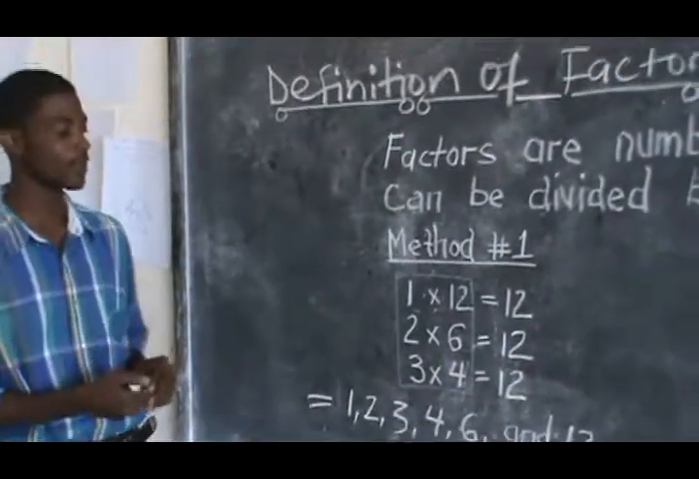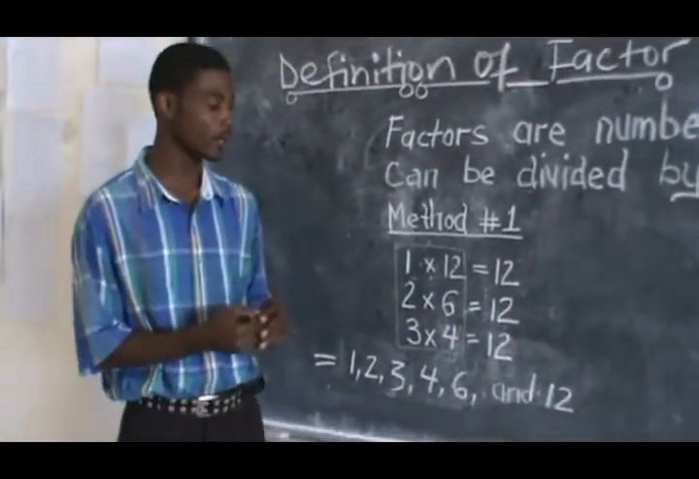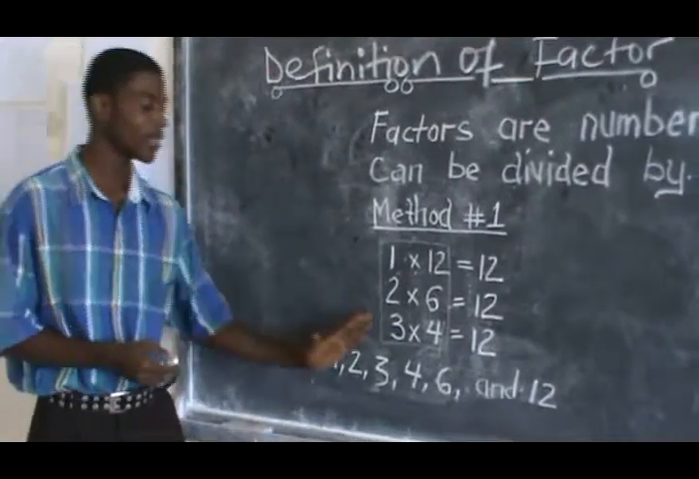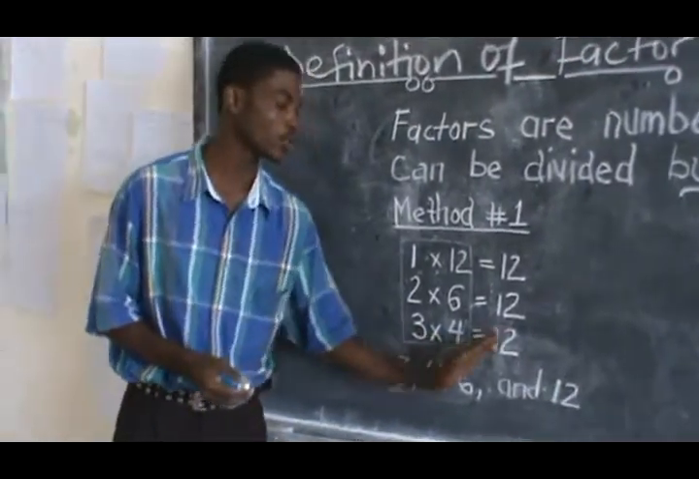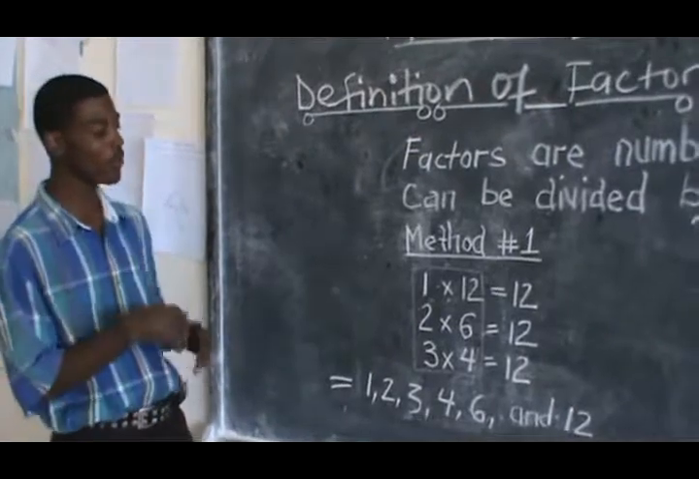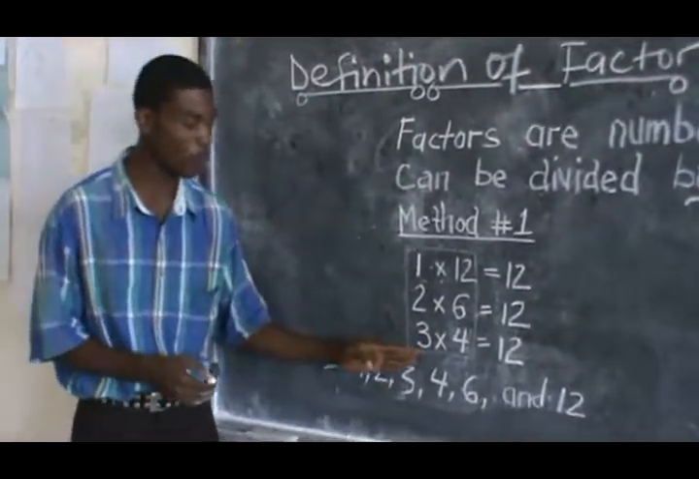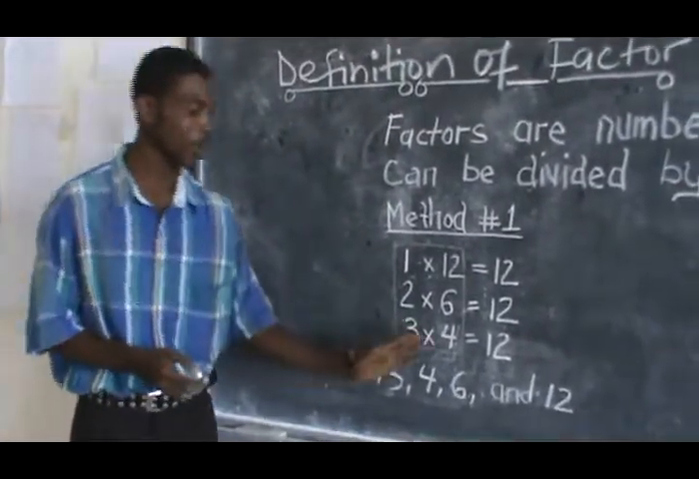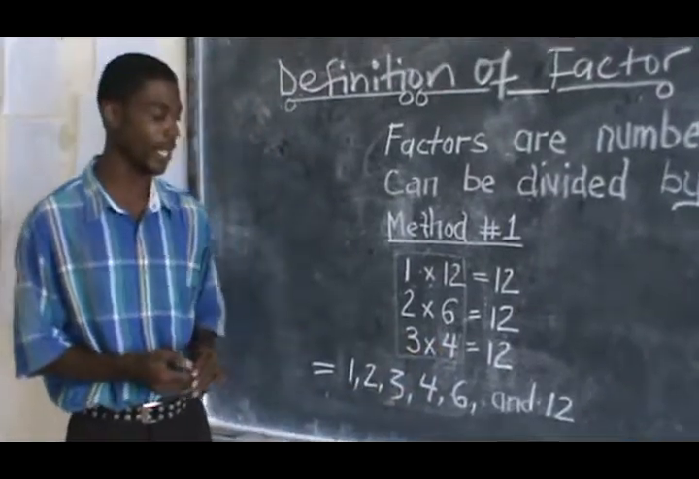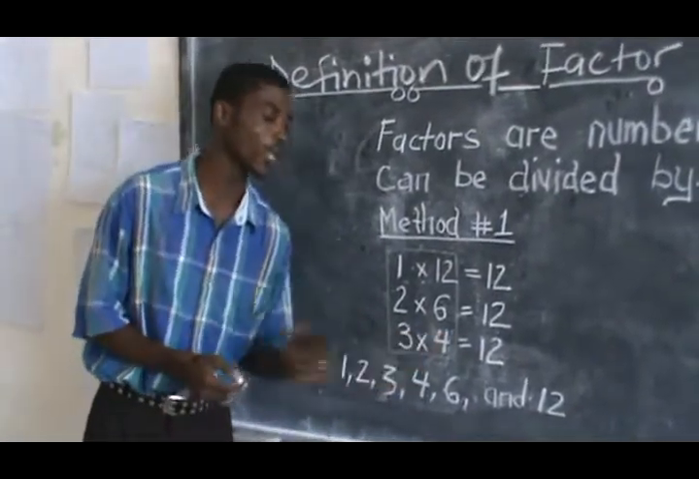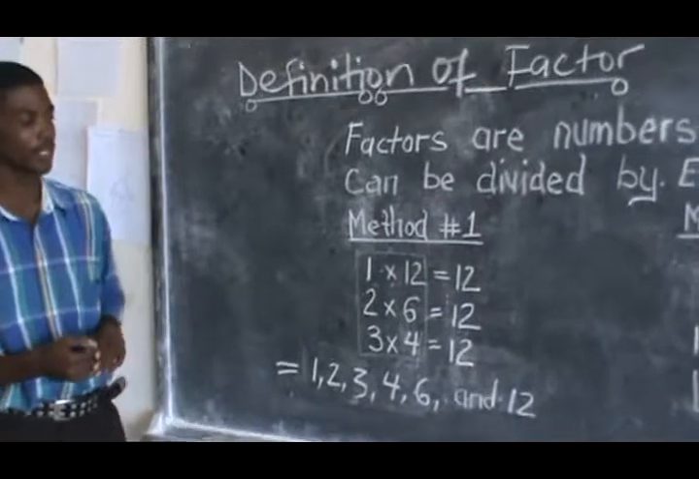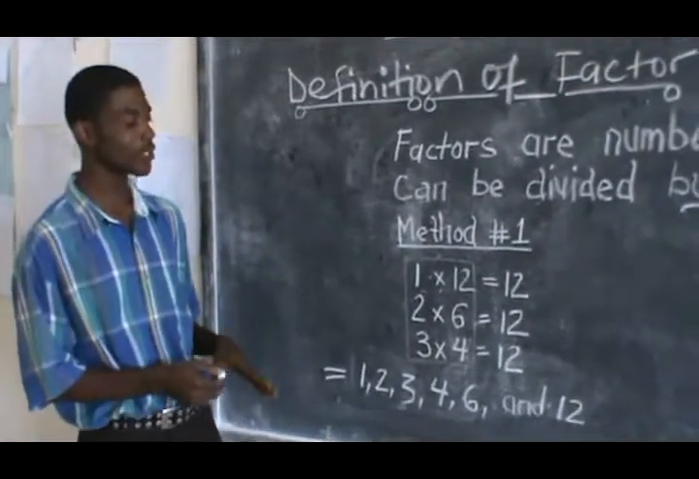We go on to 3. 3 times what number can give us 12? 3 times 4 equals 12. So we move on to the next number. We move on to 4. But we notice that 4 is already here. And 3 times 4 is the same as 4 times 3. So we go on to 5.